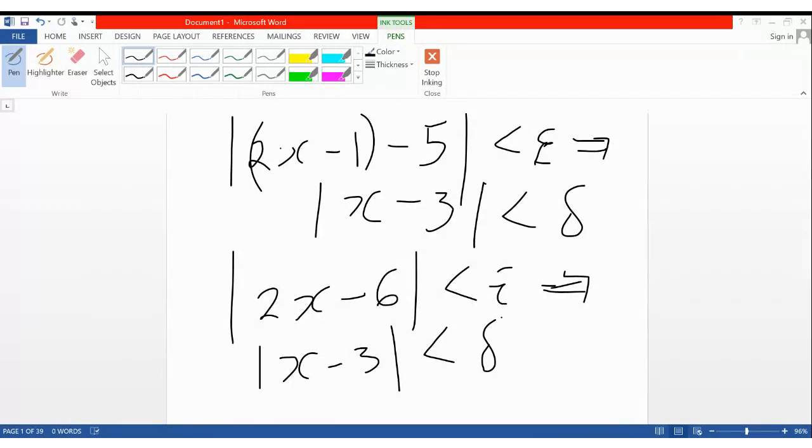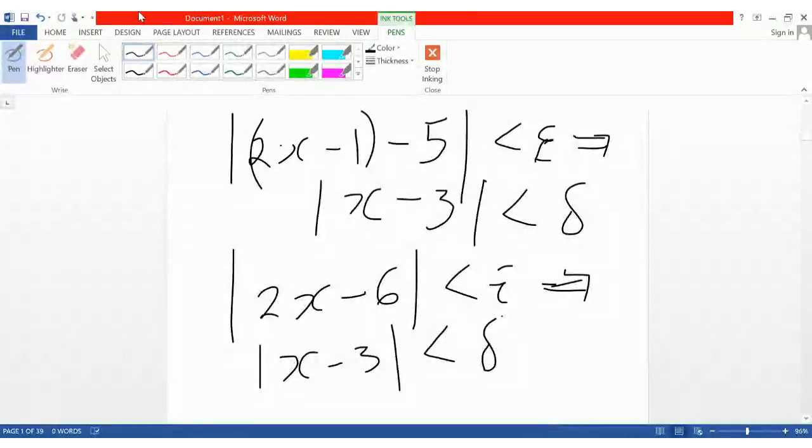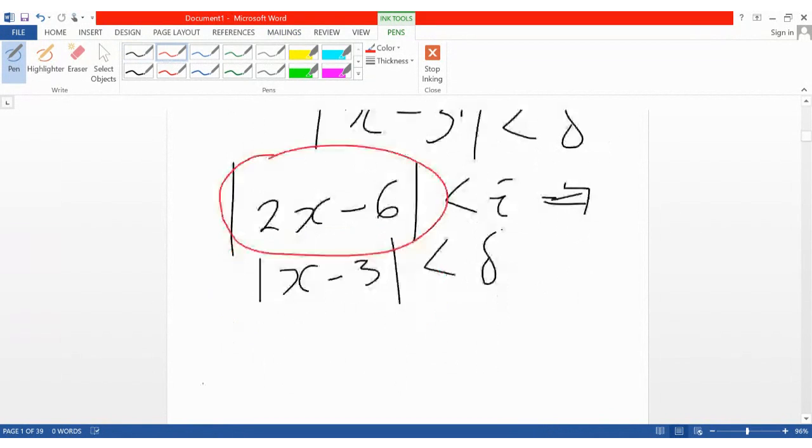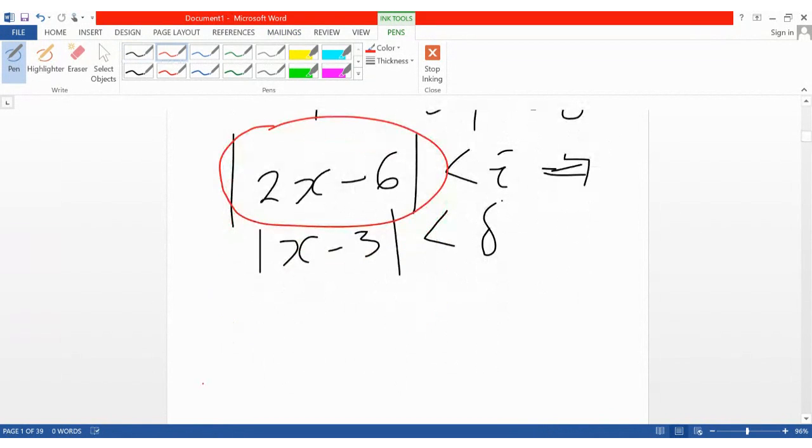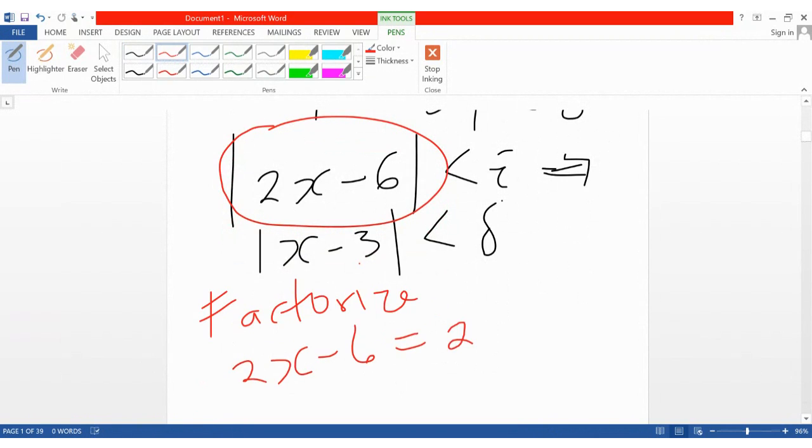Normally we don't manipulate the delta. Delta we have never manipulated. This function is the one that we manipulate to look something like x minus 3. Check this one out. If I factorize 2x minus 6, I'll get what? 2 times x minus 3. So that's the manipulation you do. You normally do the manipulation on the epsilon alone.